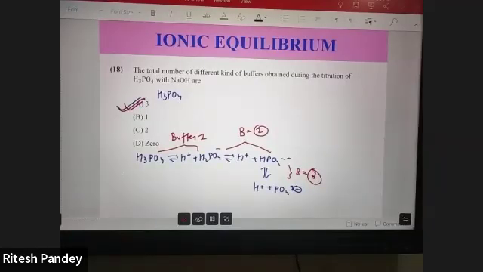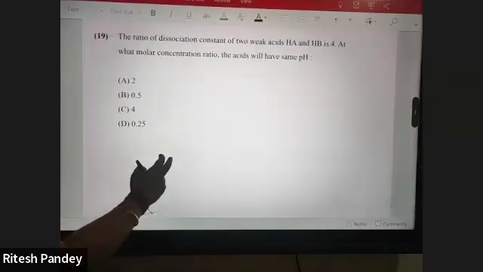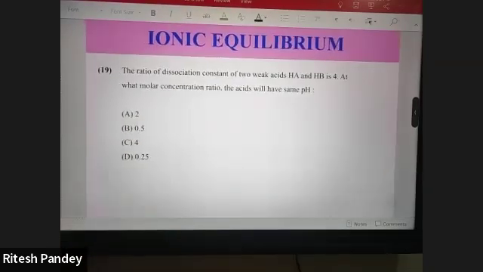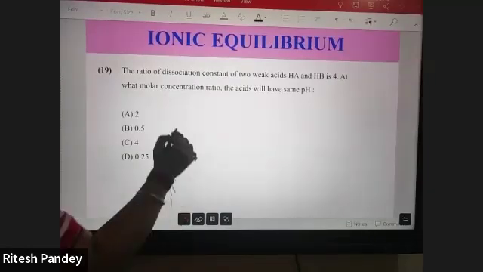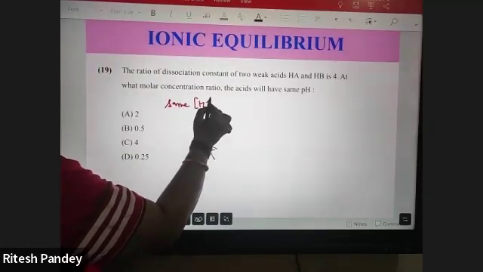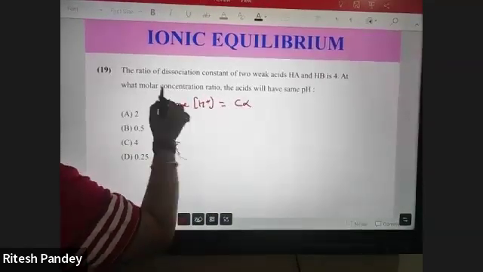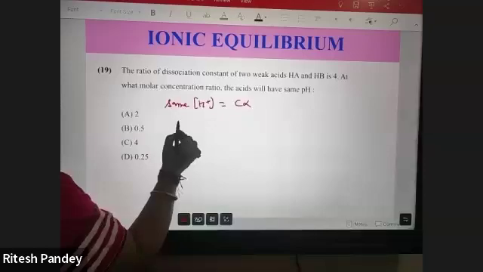So, question 19. Won't take long. The ratio of dissociation constants of two weak acids HA and HB is 4. At what molar concentration will the acids have the same pH? Naturally, they'll have the same pH when they have the same H plus, which is basically C alpha, I reckon, equal for HA and HB.